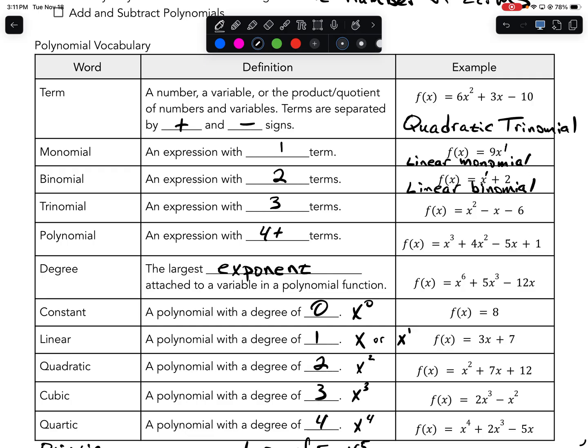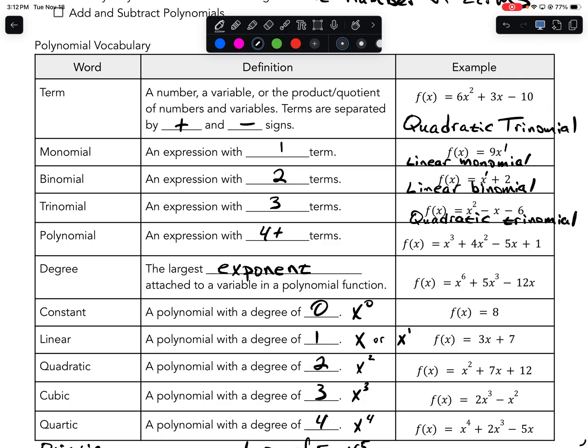It's good. It's just hard to remember it all, especially since you take your test 2 weeks from now. Vanessa, x squared is what? Quadratic, and then 3 terms is what? Trinomial. Good. Quadratic trinomial. Perfect.